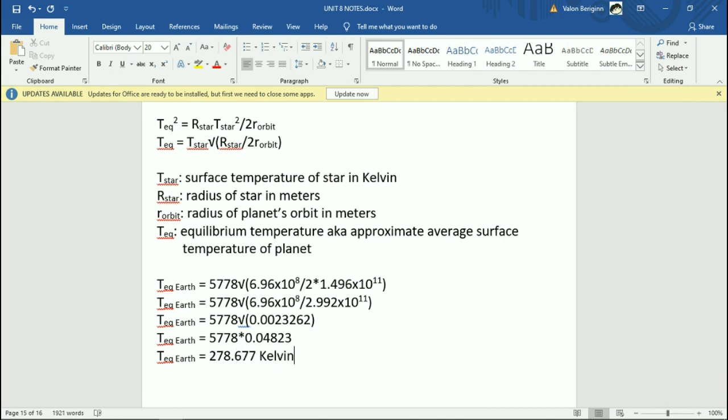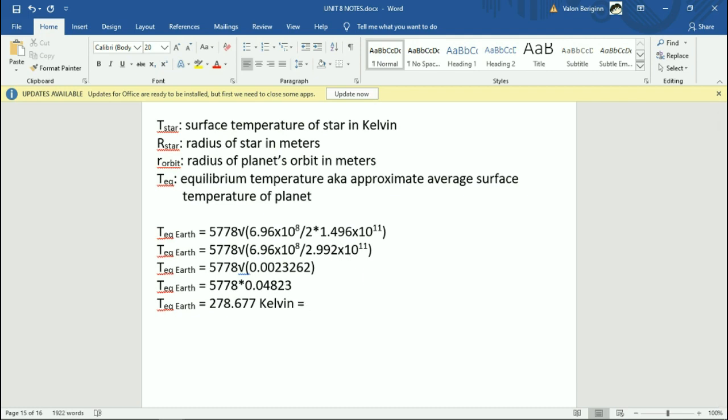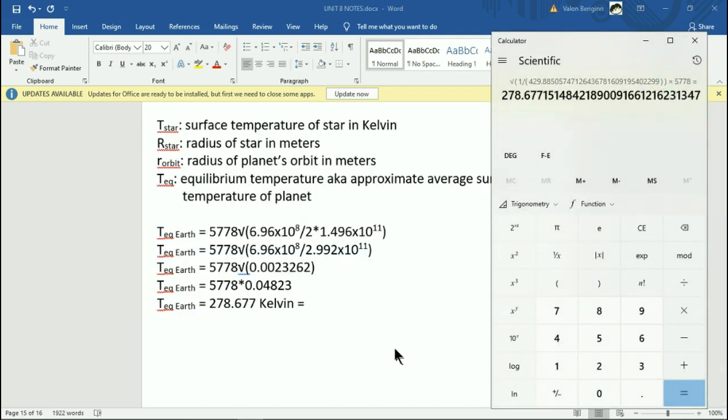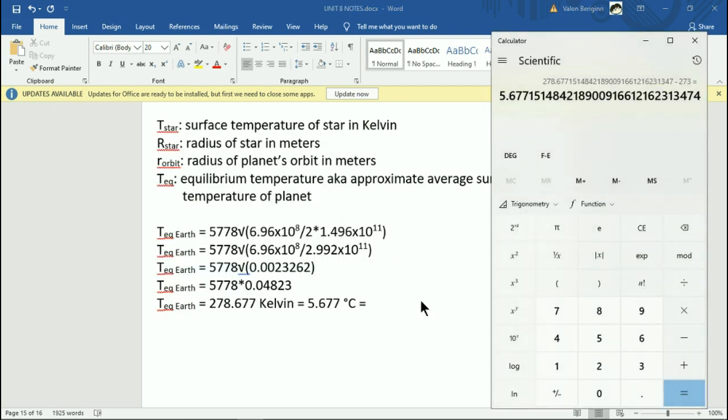Now, you might think, is that accurate to the temperature of the Earth? I don't know, right? So let's figure out what that is in the other temperature scales. To get from Kelvin to Celsius, you subtract 273. So we get 5.677 degrees Celsius. And to get to Fahrenheit, you multiply by 1.8 and add 32.